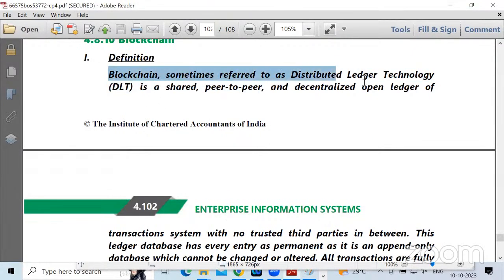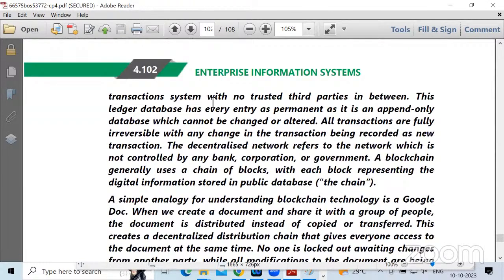So blockchain, sometimes referred to as distributed ledger technology, is a shared, peer-to-peer and decentralized open ledger of transaction system with no trusted third parties in between, no centralized server. This ledger database has every entry as permanent and it is an append-only database. Append-only means add only, which cannot be changed or altered. All transactions are fully irreversible.